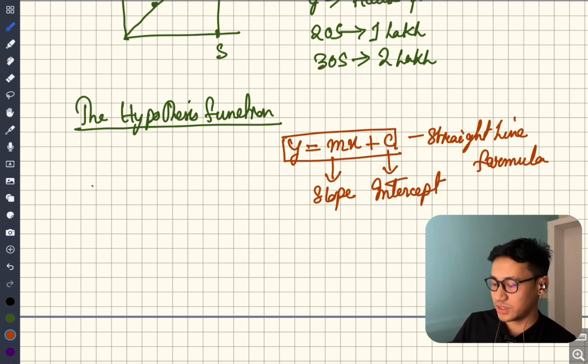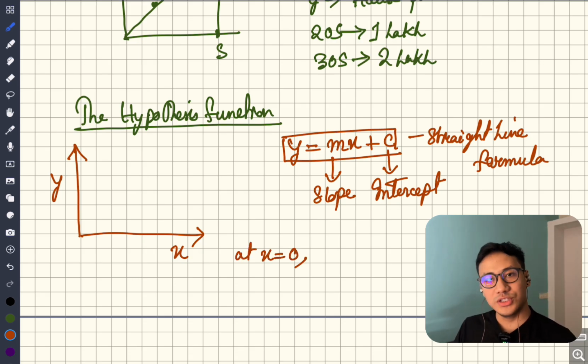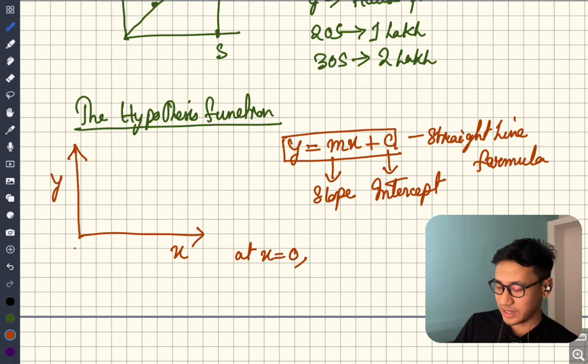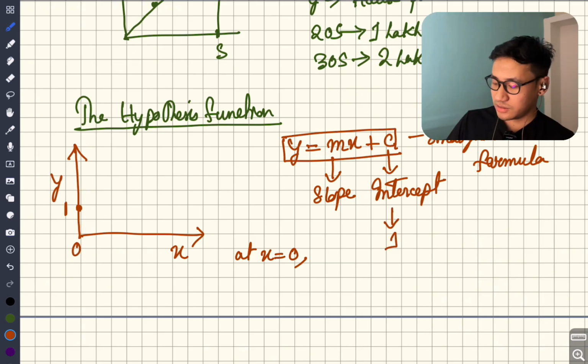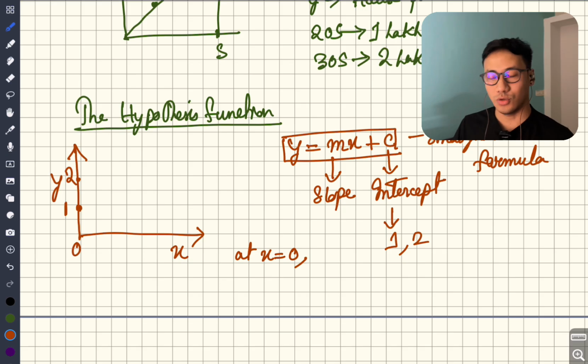If you don't know what slope and intercept are, let's say this is a graph. In this graph, this is x, this is y. At x equal to 0, the point where the line touches y is known as intercept. For example, if the line intersects y at 1, the intercept will be 1. If the line intersects at 2, then the intercept will be 2.